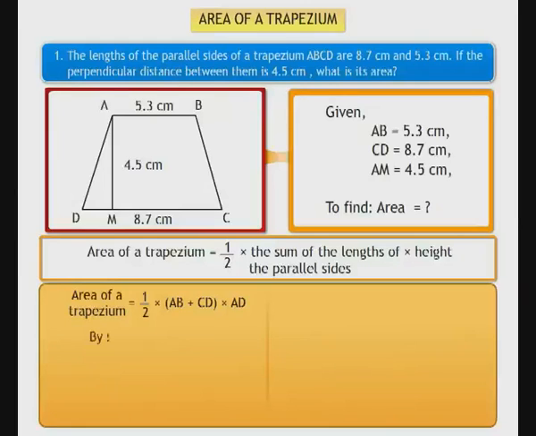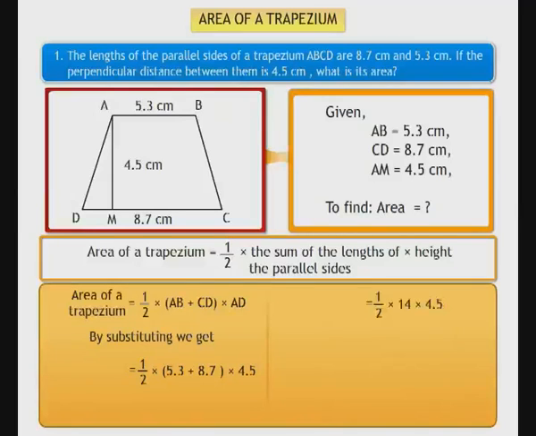Therefore, keeping the sum of the lengths of the parallel sides on one side, we get, dividing both sides by 15, 525 divided by 15 is equal to the sum of the lengths of the parallel sides into 15 divided by 15.